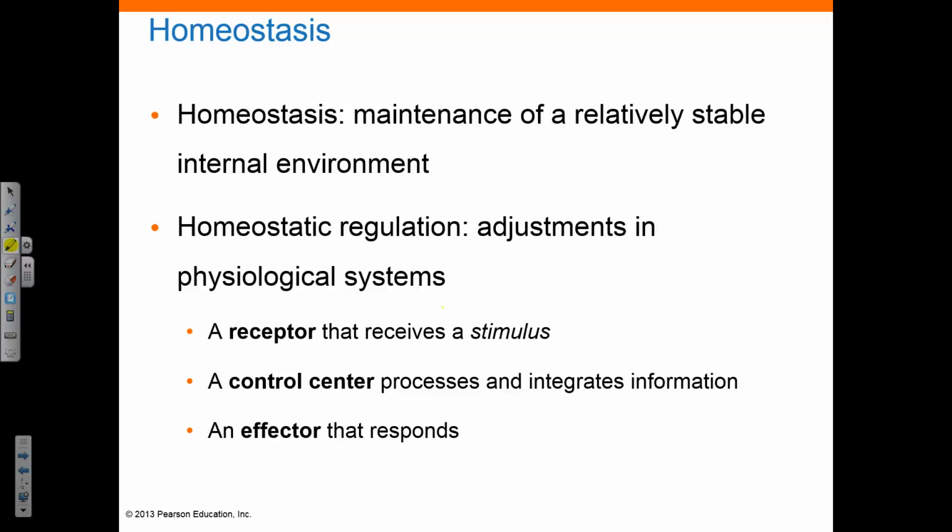Once this has been completed, the control center will communicate directions to an effector. The effector's job is to respond to the original stimulus by either opposing it or enhancing it based on the instructions from the control center. The end result of this process is to bring about necessary changes in physiological systems so that homeostasis can be maintained.